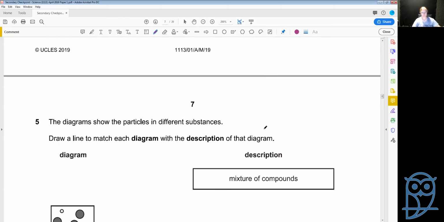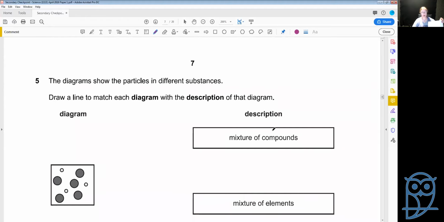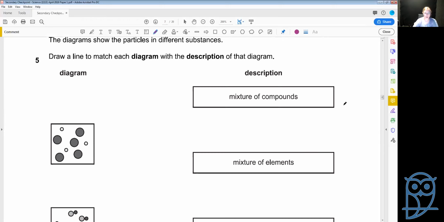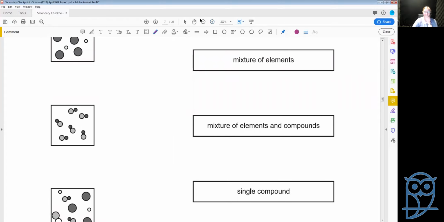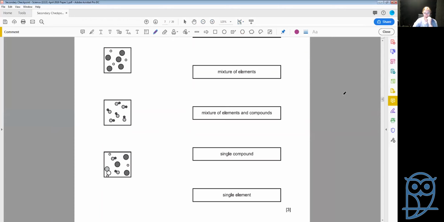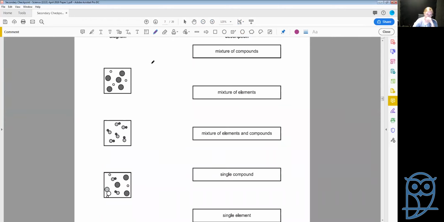Okay. The diagrams show the particles in different substances. Draw a line to match each diagram with a description of that diagram. So we've got 3 diagrams over here. I'm going to zoom out a bit so that we can see everything. Okay, here we go. We've got diagrams and we've got descriptions. So we have a mixture of compounds, a mixture of elements, a mixture of elements and compounds, a single compound, and a single element. Okay, so we only have these 3 pictures over here.